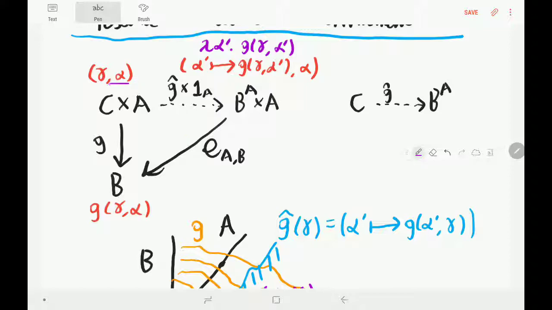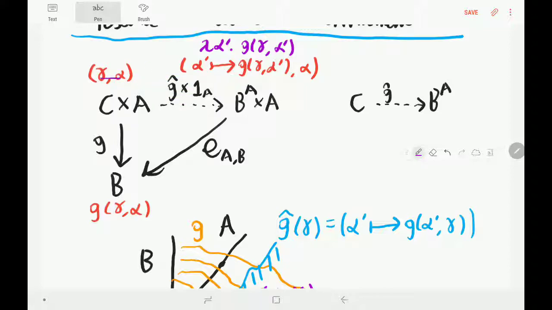Okay, so what happens when we go along this arrow? What's this arrow do? Well, it's G cap times identity of A. So it keeps the alpha, it leaves the alpha alone, but it operates on the gamma by this G cap operation.